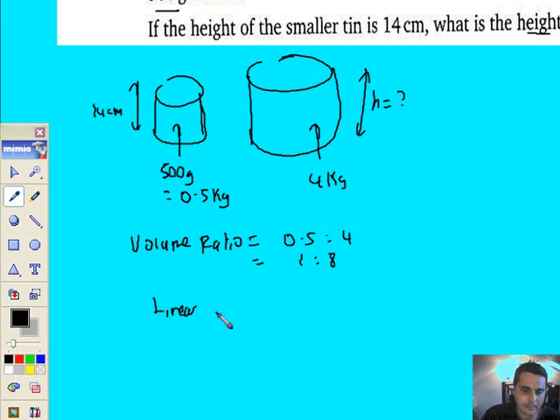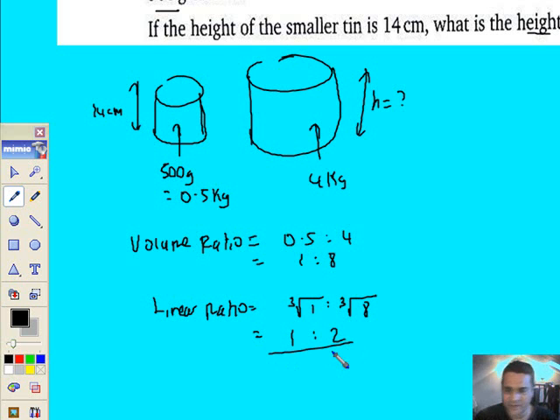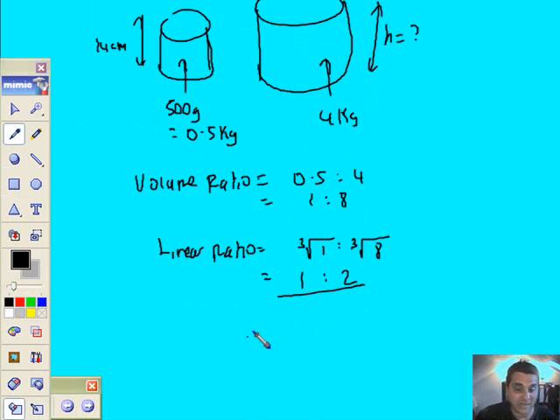So here we go. So the linear ratio is going to be the cube root of 1 compared with the cube root of 8. And of course the cube root of 1 is 1 and the cube root of 8 mercifully is just 2. So really the linear ratio is 1 to 2. So if the smaller one, which corresponds to the ratio part 1, is 14 centimeters, then the larger part 2 will be twice as big as the 14. So that's easy. Therefore the height is going to be 2 lots of 14 centimeters, otherwise known as 28 centimeters.